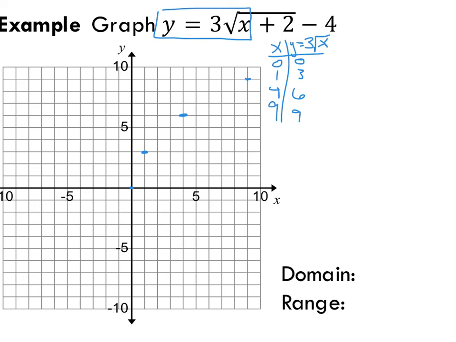The next step is to take care of our shifting. So notice this plus 2, that means left, and the minus 4 means down. So we're just going to move all of our points left 2 and down 4. And there's our graph. The next thing you'll have to do is find the domain and the range.